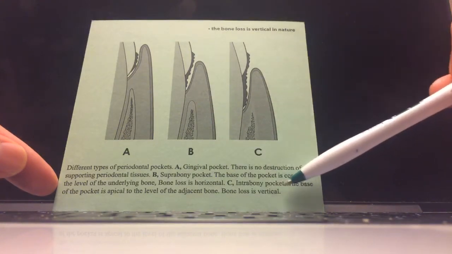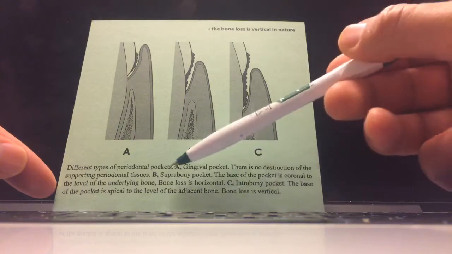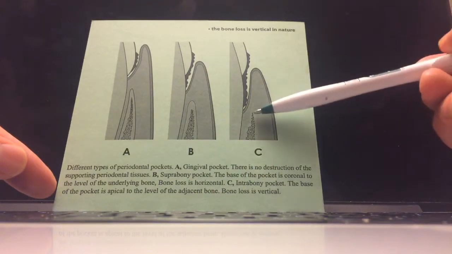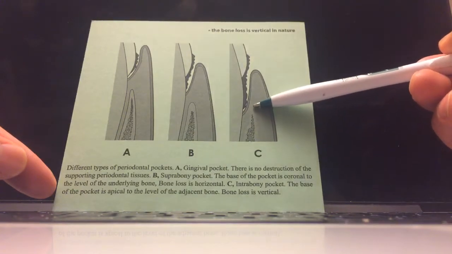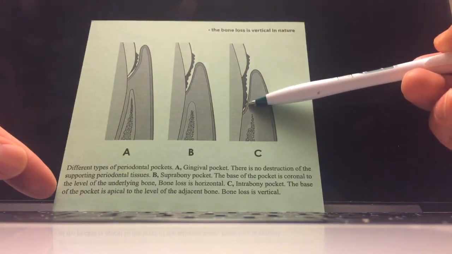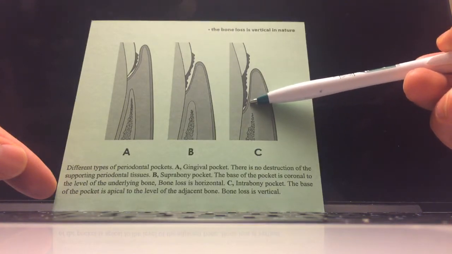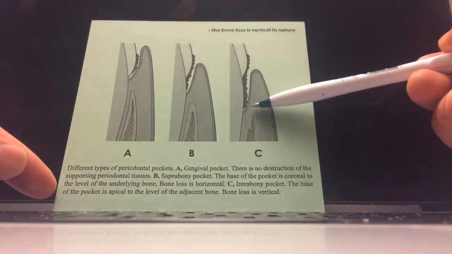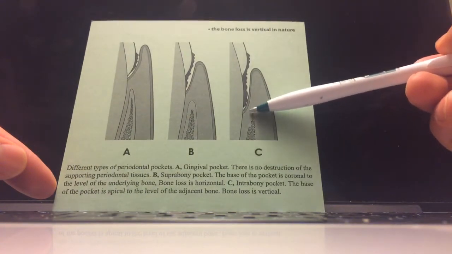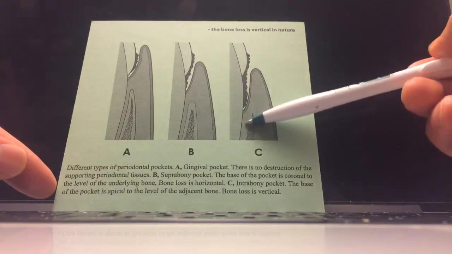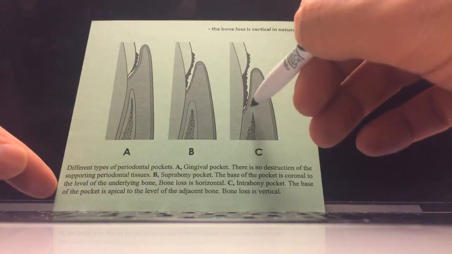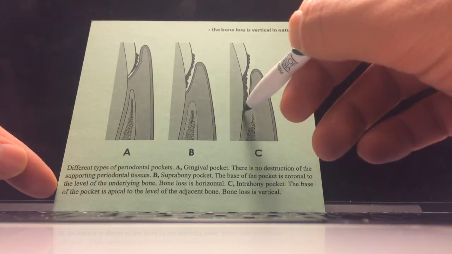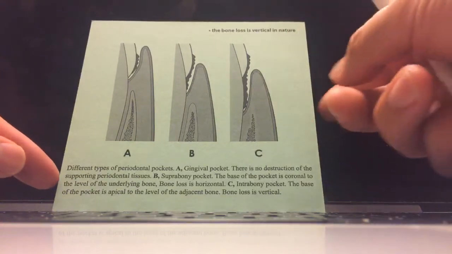C, the intrabony pocket, in which the base of the pocket is apical to the level of the adjacent bone. The bone loss is vertical. Here is the bone, and there is some loss. It's already losing bone in a vertical way. You can see right here there's a crest, and the base of the pocket is down here.